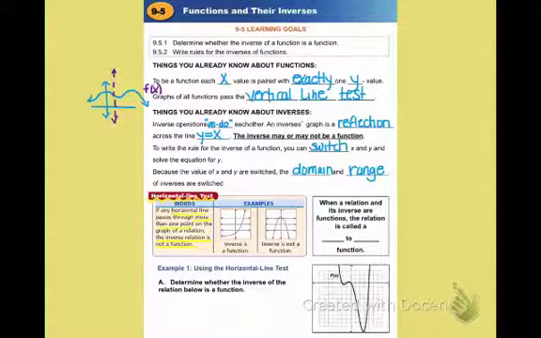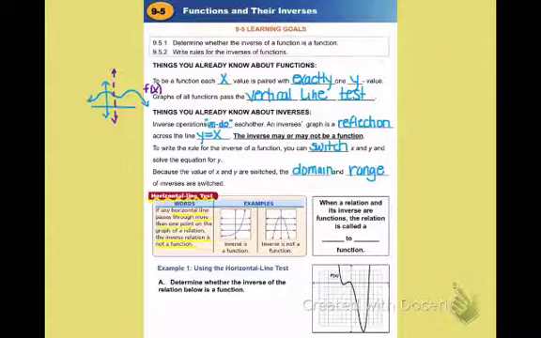And if you think about this, if we took a horizontal line and we reflected it over the line y equals x, it would become a vertical line. So in effect, this is allowing us to do the vertical line test without actually having to graph the inverse relation. So here's a couple examples.